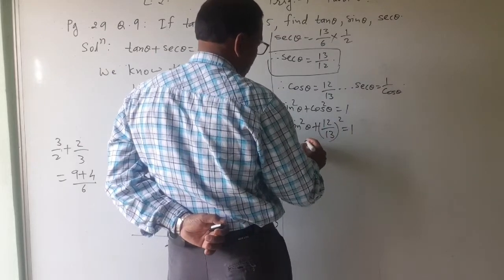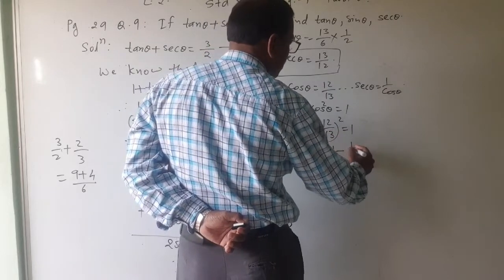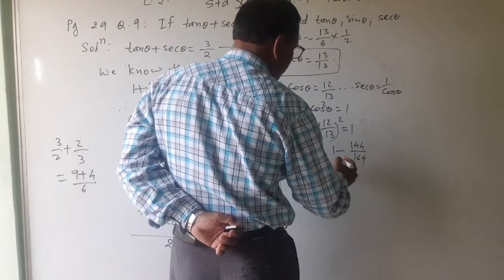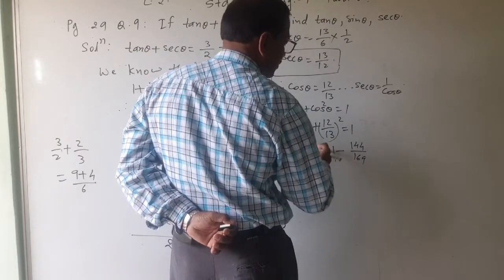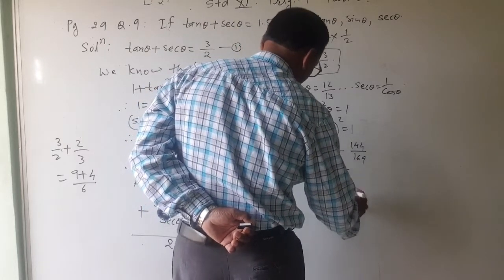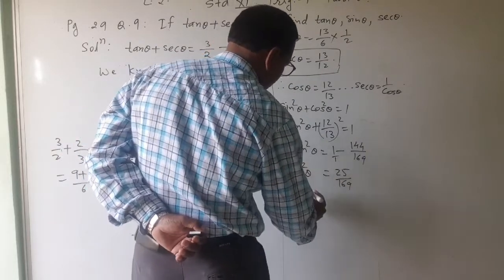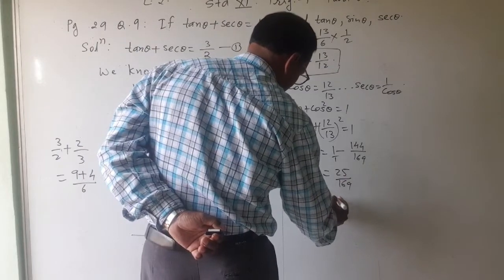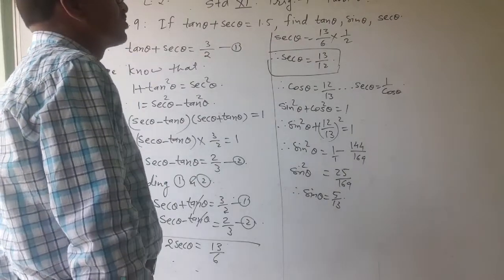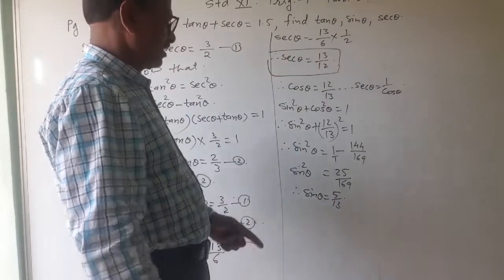Therefore sin square theta is equal to 1 minus 144 upon 169, because 12 square is 144. By cross multiplication, 169 minus 144 is 25 upon 169. So sin square theta is equal to 25 upon 169. Therefore sin theta is equal to 5 upon 13. It can be plus or minus, but they have not mentioned, so we will assume that it is an acute angle, meaning in the first quadrant.